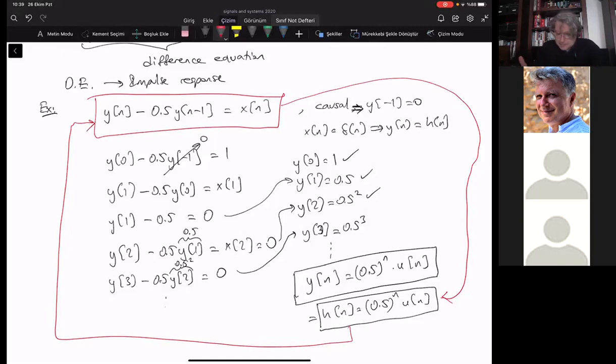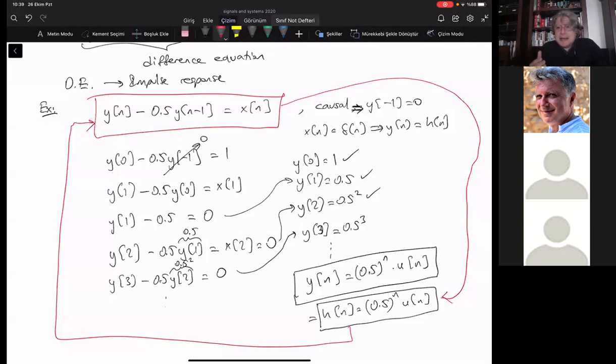But of course, this was a little bit simple. In an exam question, this may be a little bit longer. For example, the left-hand side may be a little bit longer, or right-hand side may be containing one more term. Or what, for instance, what would be your answer if the difference equation is y of n minus 0.5 y of n minus 1, the left-hand side is the same, is equal to x of n minus 1.